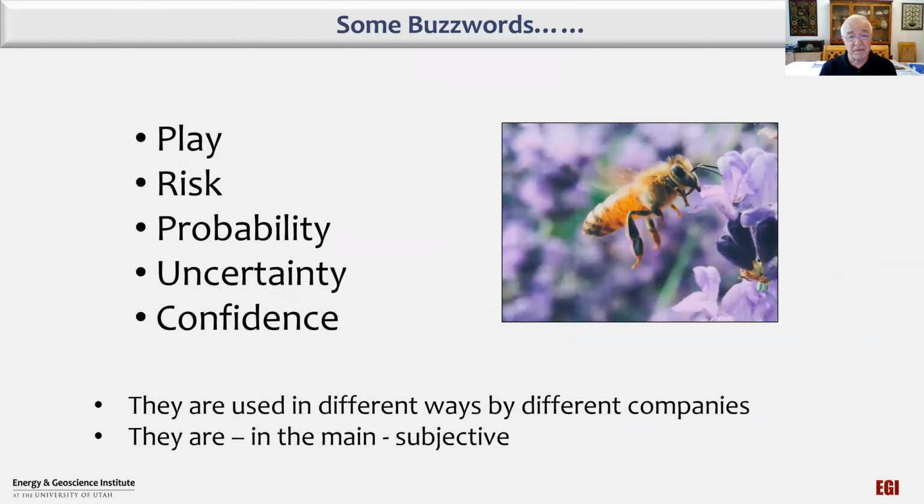We start off with a few buzzwords. What do we mean by play, risk, probability, uncertainty, and confidence? None of these terms are precisely defined and are all employed in different ways in the industry. I'll try to bring some clarity to the process and show how I'm going to use these terms throughout the course.